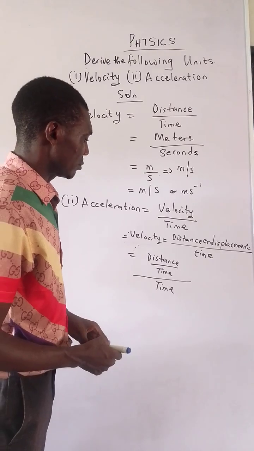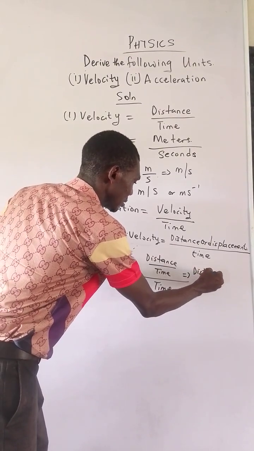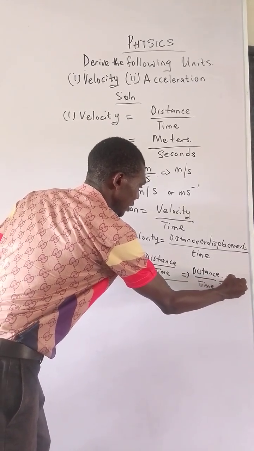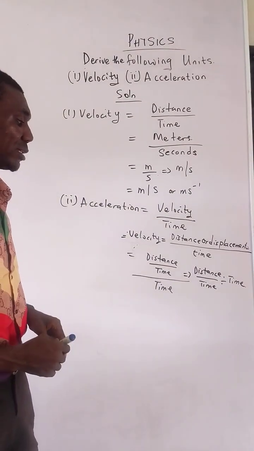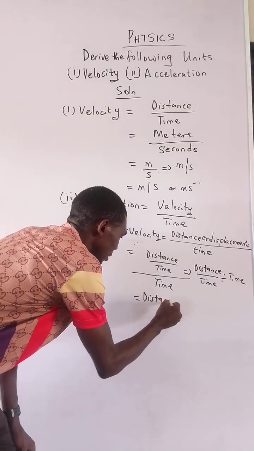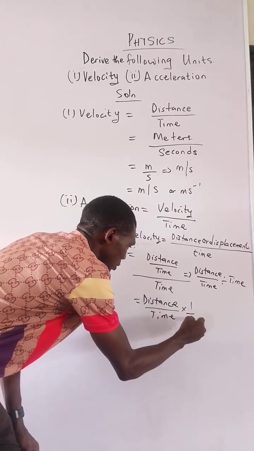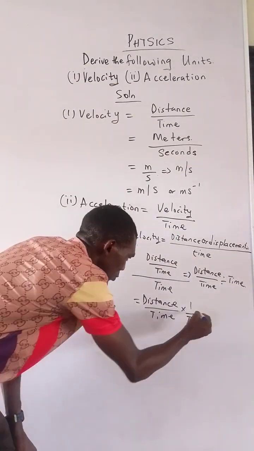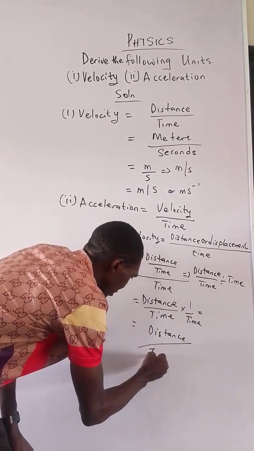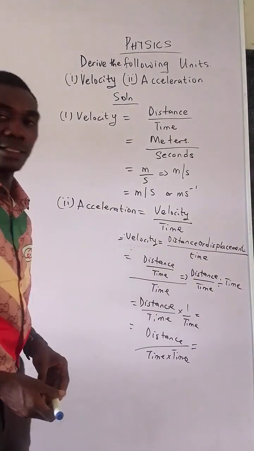So what we're going to do now, this invariably means distance over time divided by time. That's what this means. Distance over time divided by time. So now I'm dividing, I will now say distance over time times 1 over time, because I need to invert what is here. So this can now be distance all over time times time.